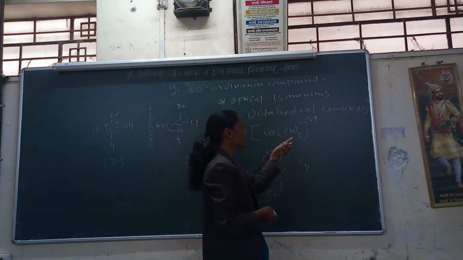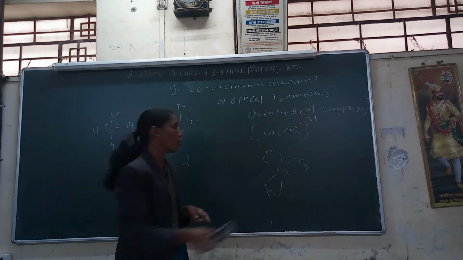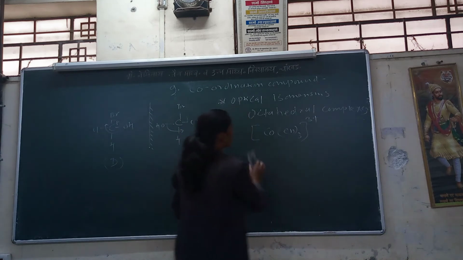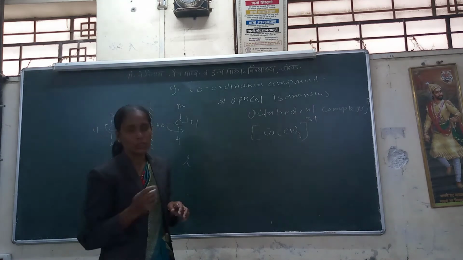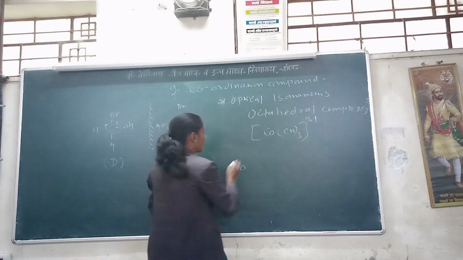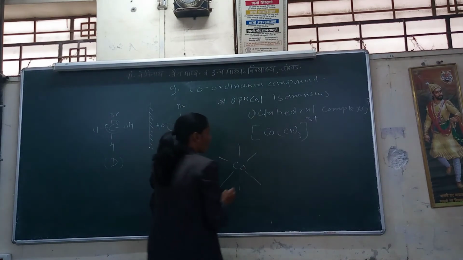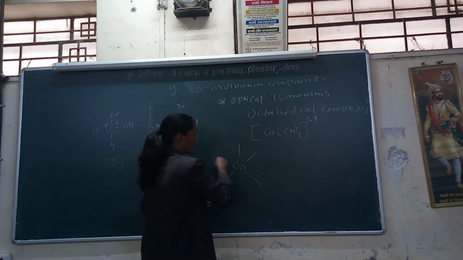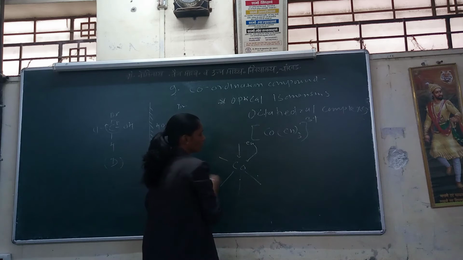Here the coordination number is 6, that's why this compound is an octahedral complex. And octahedral complexes show optical isomerism due to their asymmetric nature. Here cobalt, then octahedral means 6 bonds, drawn like this: 1, 2, 3, 4, 5, 6, above, below and four sides. Here one en, ethylene diamine, donates the electron.